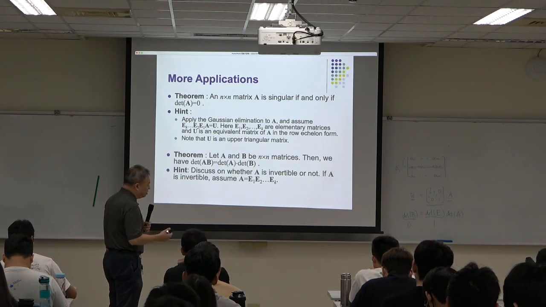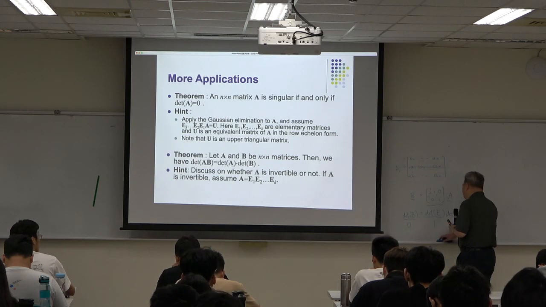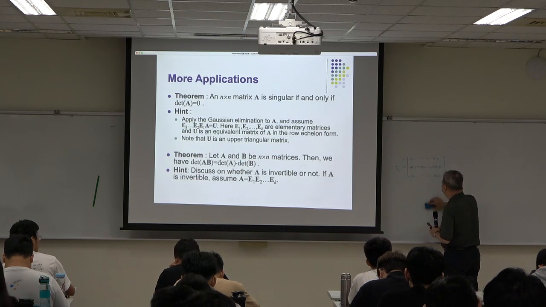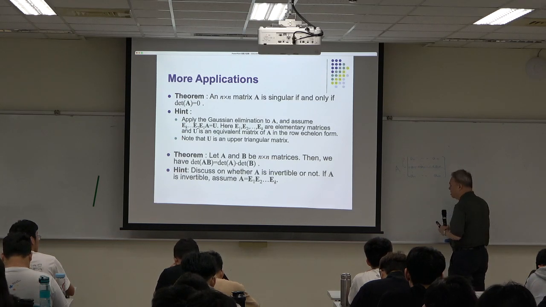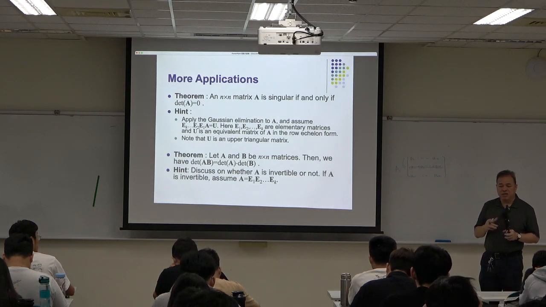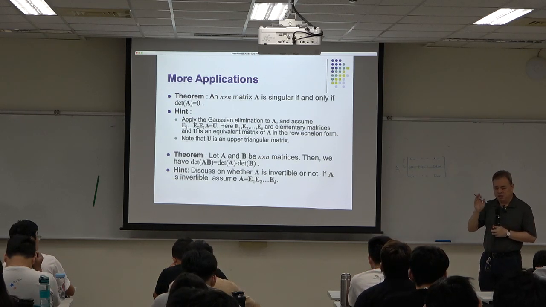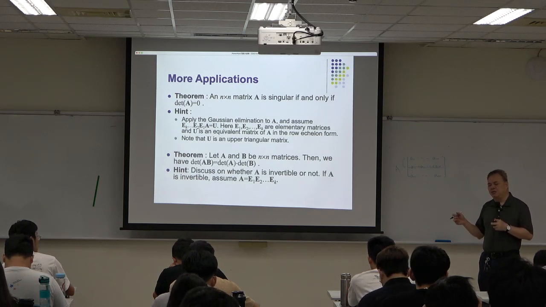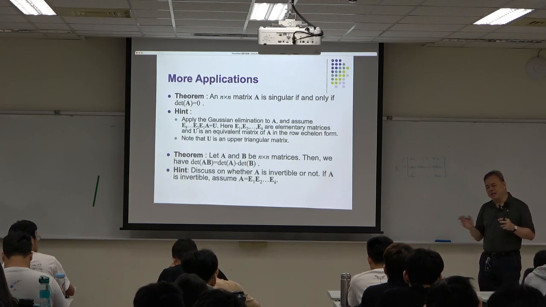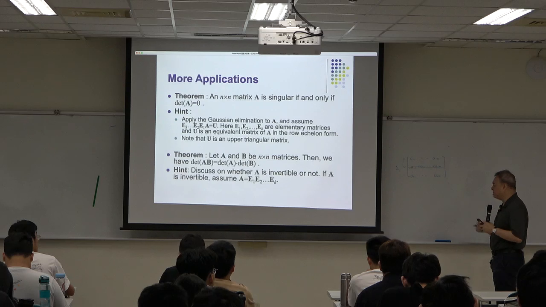Okay? So how do we show it? If a matrix is singular, then according to Gaussian elimination, there must be a series of basic row operations that we can apply, which eventually will lead to at least one row at the end, one row at the bottom, to be all 0.